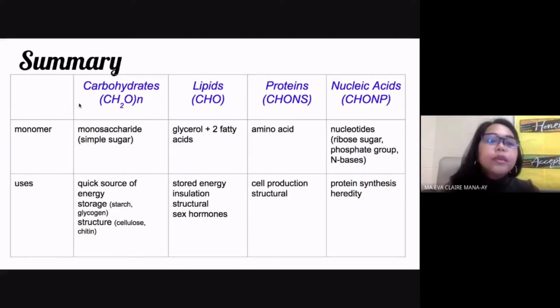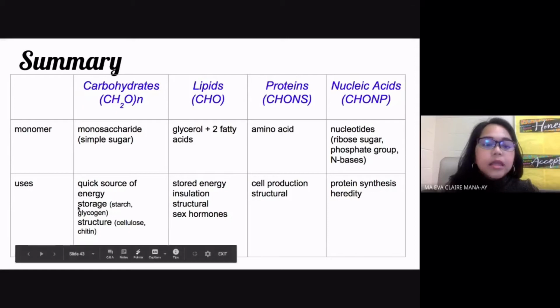Now, going to the different monomers that we have here. Again, when you say mono, this means single unit. So when you say monomer, these are the single structures that you can find in all these biomolecules. The monomer of your carbohydrate is a monosaccharide, or simple sugar. As for the uses, carbohydrates are the quick, fast source of energy in your body. Whenever you need energy, your body is going to use up your carbohydrates.